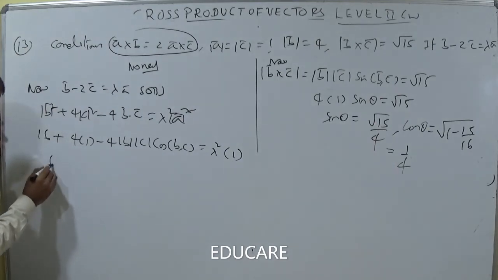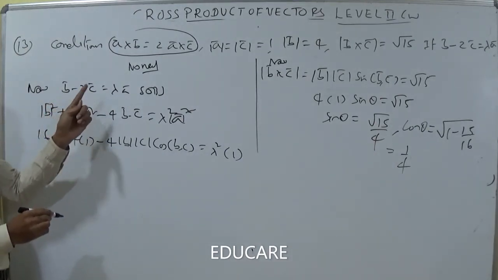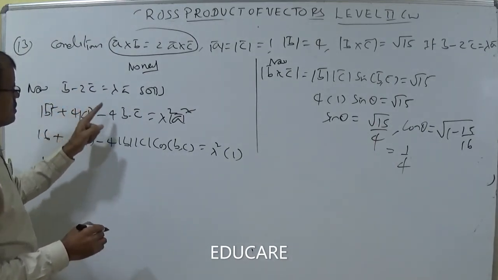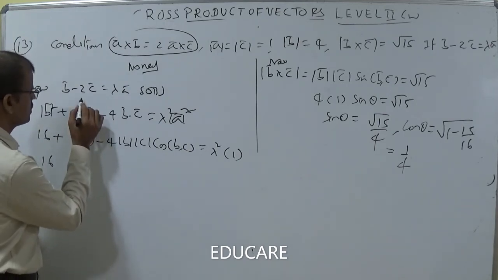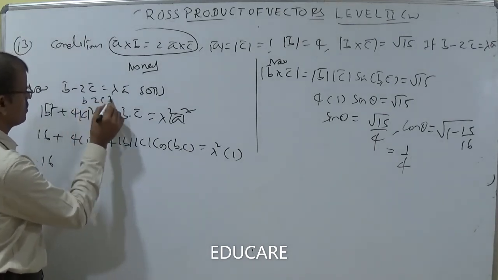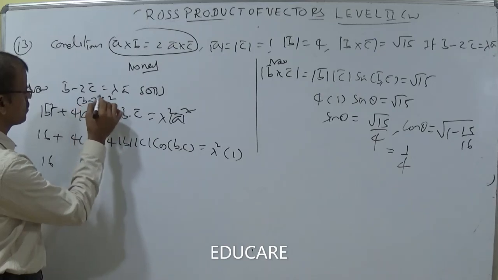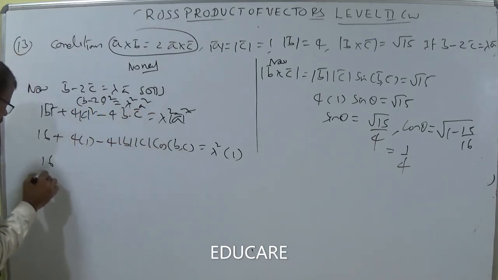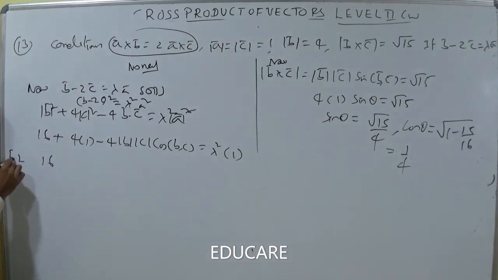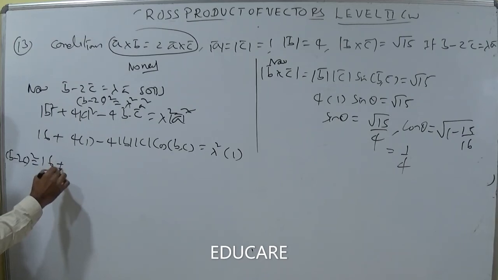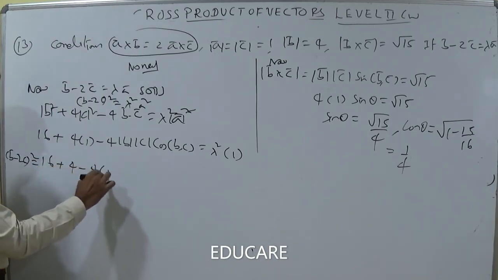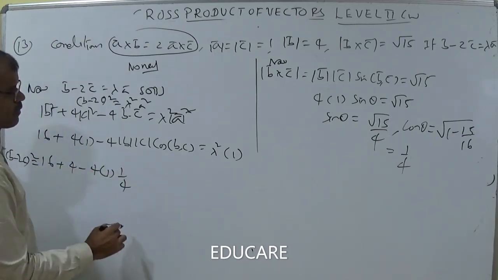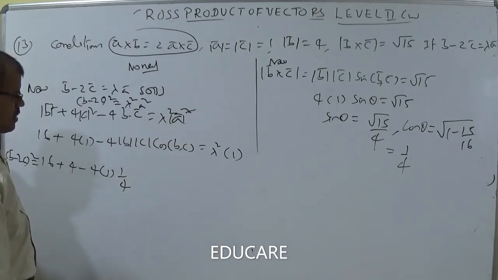Then we consider b minus 2c, squaring both sides. So b minus 2c whole square equals lambda square a square. Here also I am writing b minus 2c whole square, which is equal to 16 plus 4 minus 4 into 1 into 1 by 4, because cos theta was written as 1 by 4.